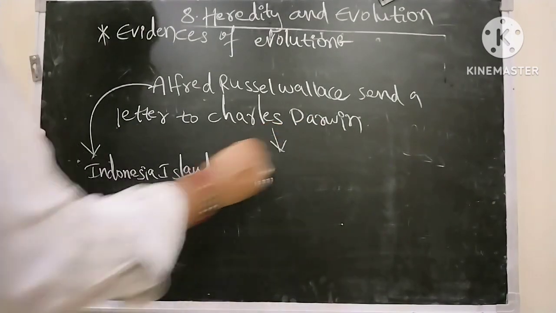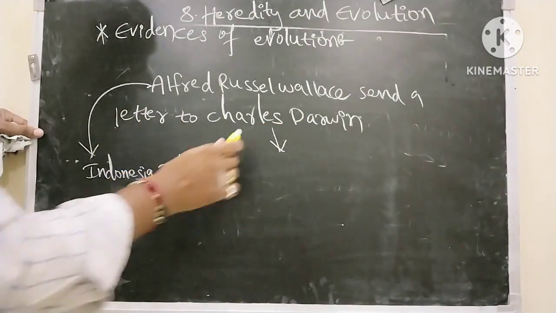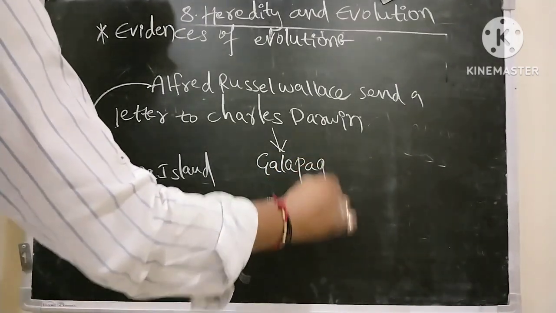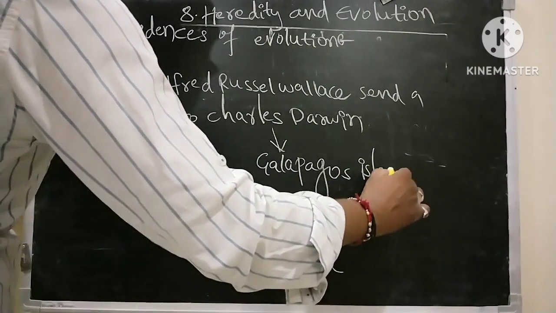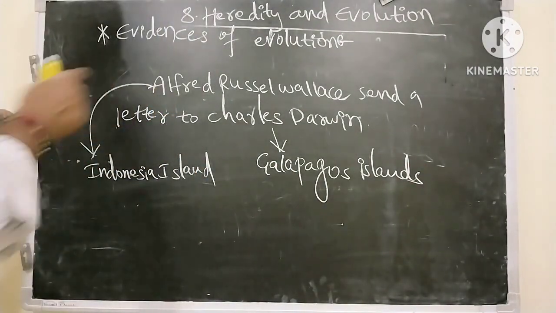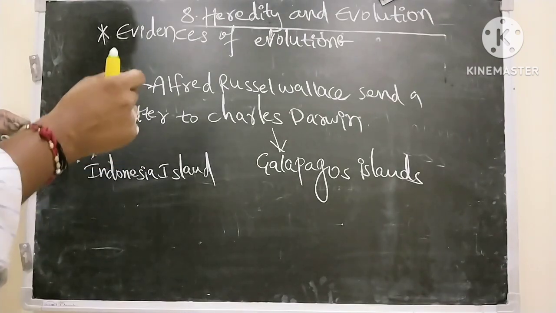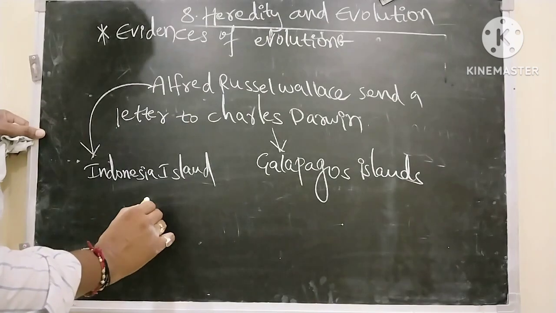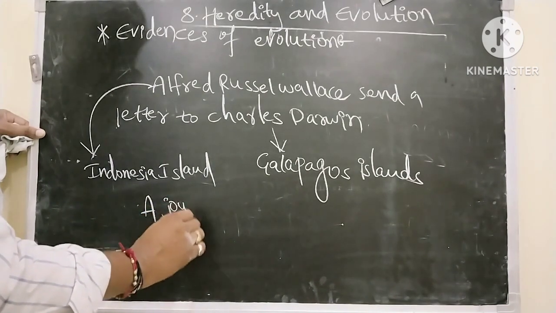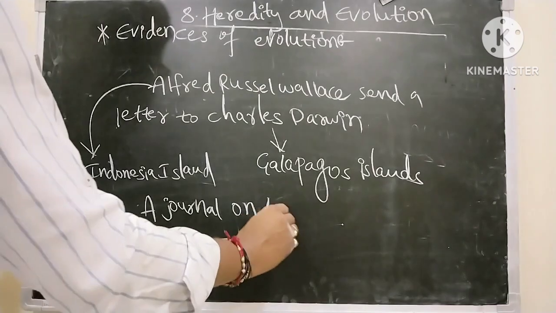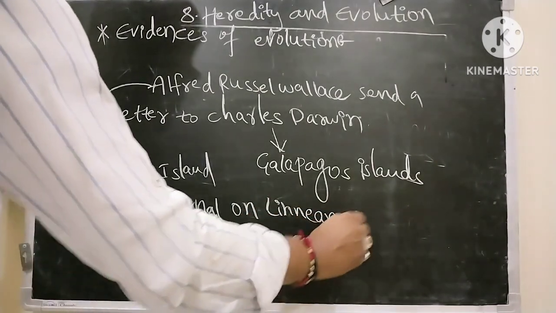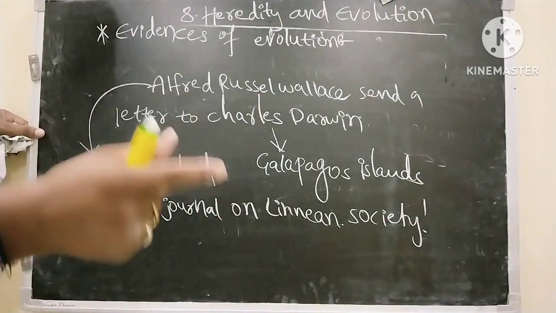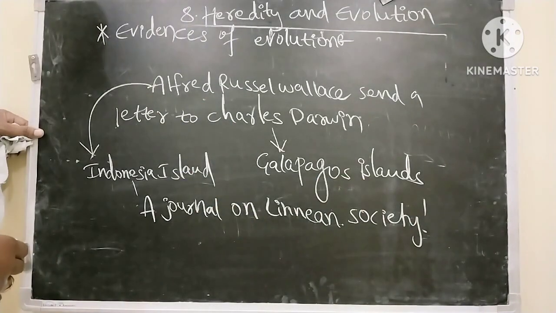Charles Darwin was surprised after reading the letter. Why? Because whatever changes he observed in the Galapagos Islands when he went there were written in the form of a letter by Alfred Russel Wallace. Then, with the help of both their ideological thoughts, they published a journal called A Journal on Linnean Society. In this publication, they mentioned both their thoughts.